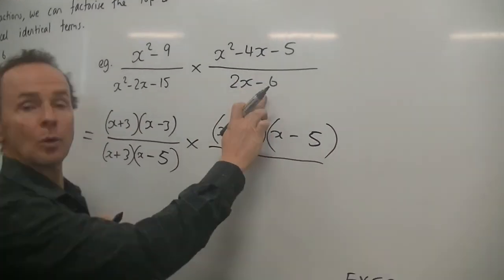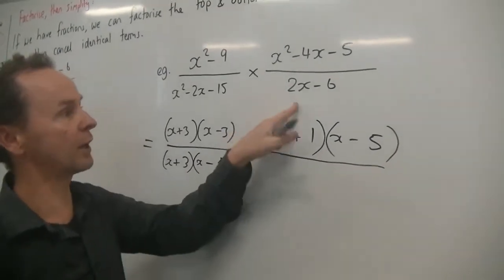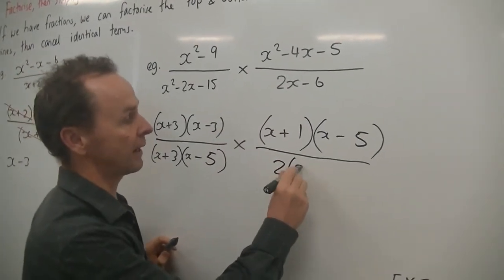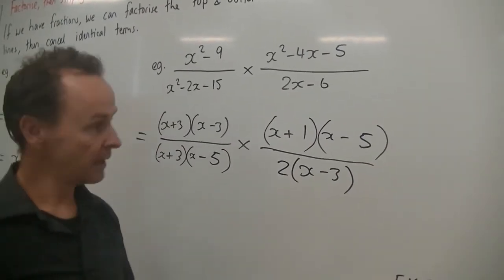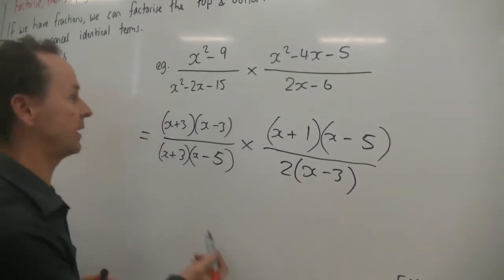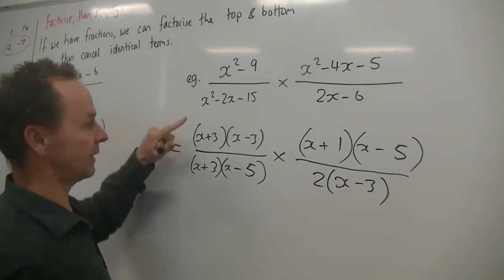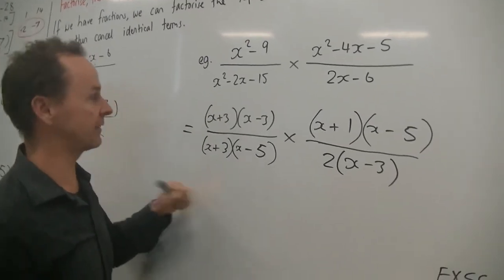And the bottom line, what's our first rule of factorising? Look for a common factor. So 2 brackets, x minus 3. So we've done all the hard work now, everyone. So now this is a fun bit. You get your red pen and you cross stuff out. You can cancel anything from the top with anything from the bottom that's identical.